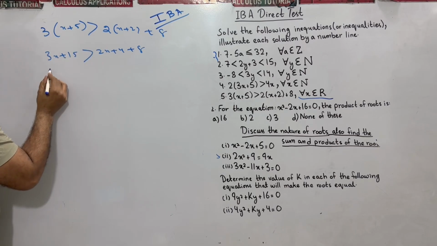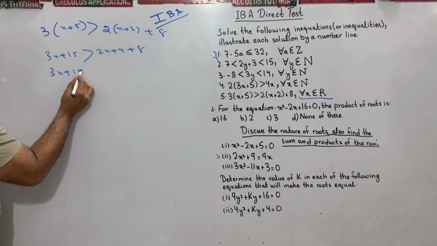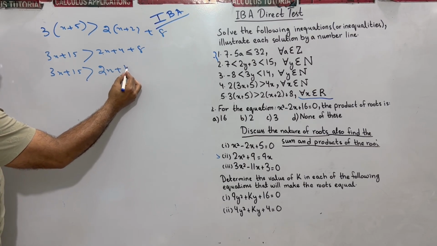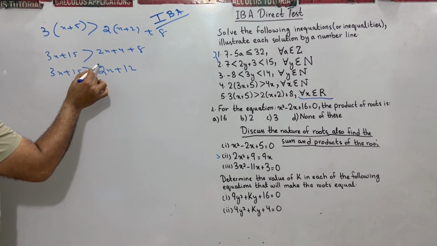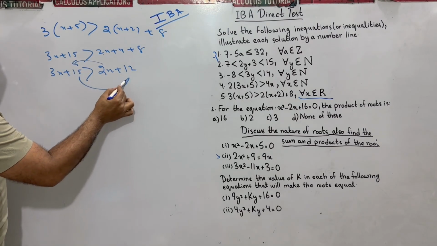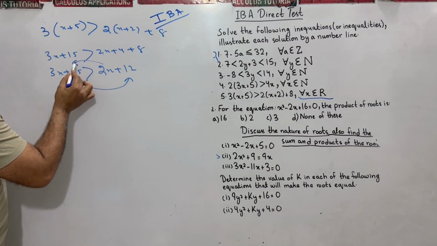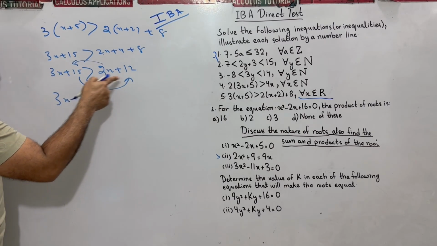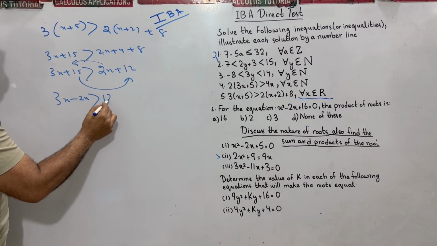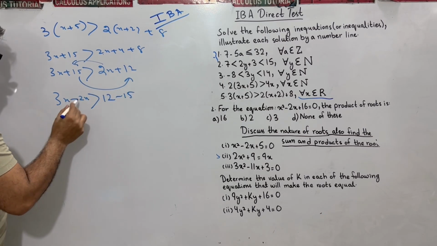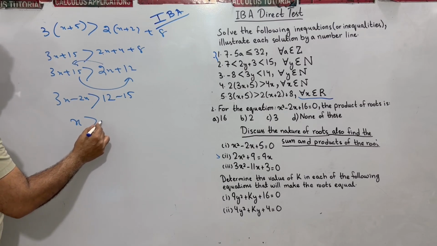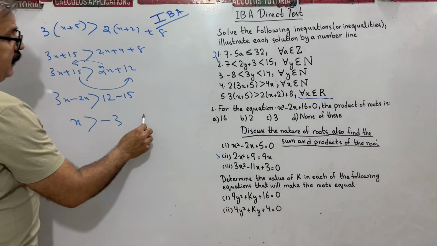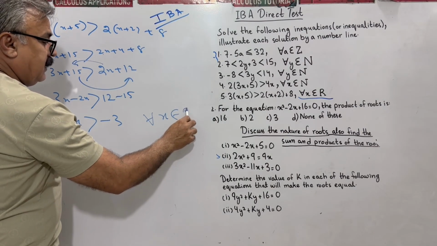So let me manipulate. 3x plus 15 greater than 2x, 4 plus 8, it will become 12. Look, x on one side and constants on the other side. 2x will become minus 2x from right to left. 15 will become minus 15 from left to right. 12 minus 15. So x is greater than minus 3, and x belongs to real numbers.